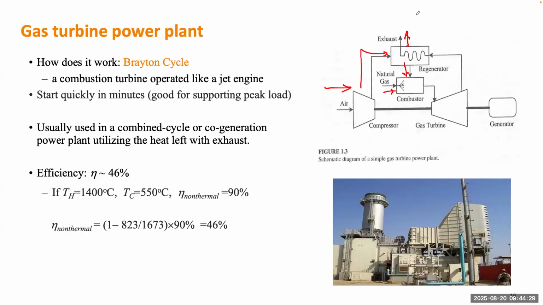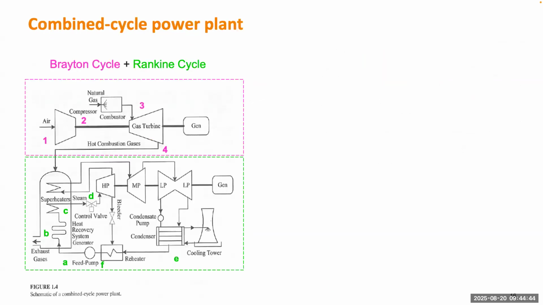Okay, so for this specific example, I intentionally make the cold temperature, even though I still call it cold temperature, very high. I intentionally make it the same as the high temperature of the steam turbine. So that can be naturally the idea of a combined cycle power plant.